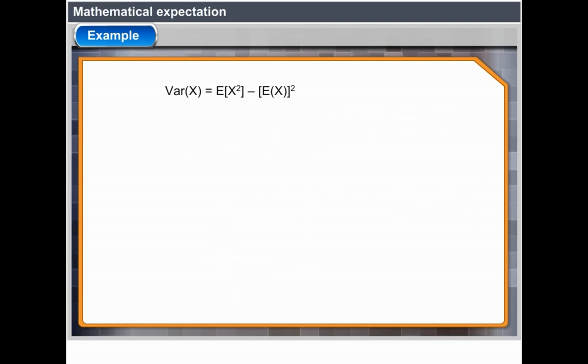Variance of x equal to expectation of x square minus expectation of x whole square equal to 6 by lambda square minus 2 by lambda the whole square equal to 6 by lambda square minus 4 by lambda square. After subtracting, we get 2 by lambda square.